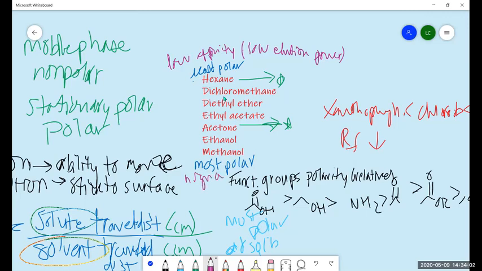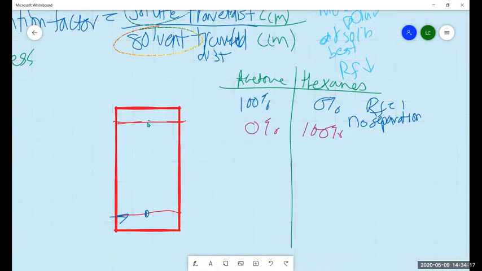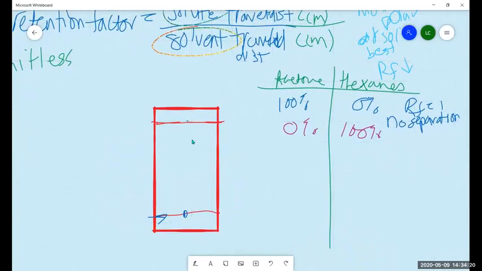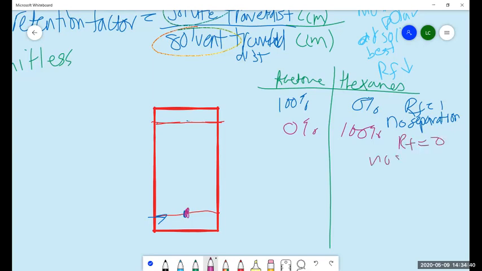And here we have a high affinity, so high elution power. And that's why when you used the 100% acetone mobile phase, all your components went straight up. But there was no good separation because it was way too polar and everything just interacted with the polar mobile phase, and you didn't have any interaction with the polar stationary phase. And so what we expect is the dot just stays here. So RF equals 0, and you still have no separation. And these two are not ideal.